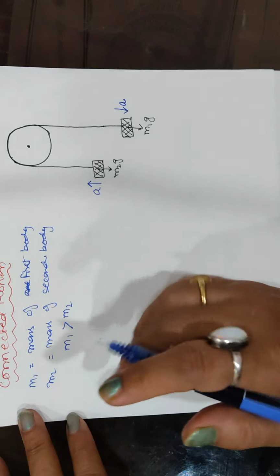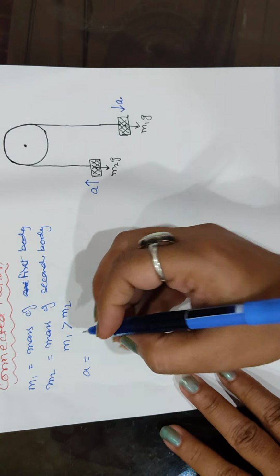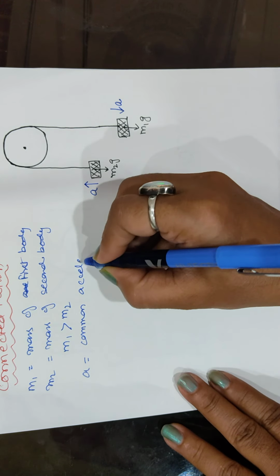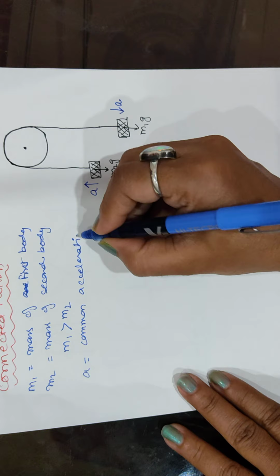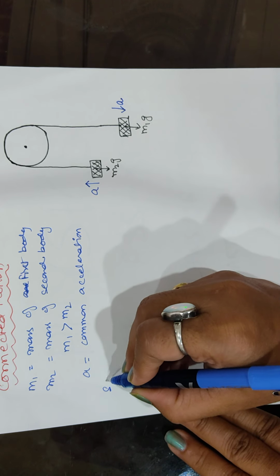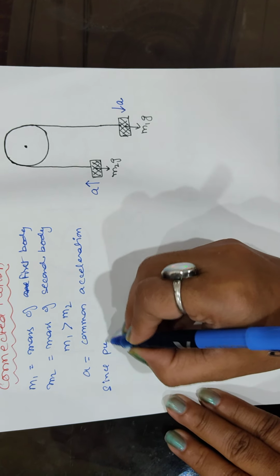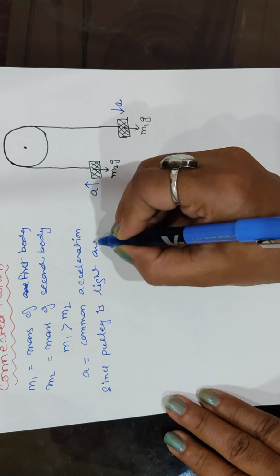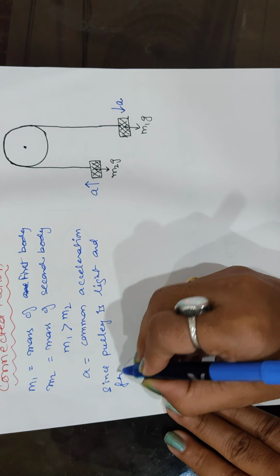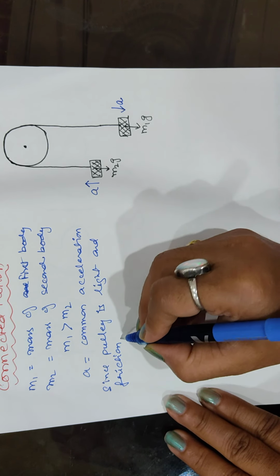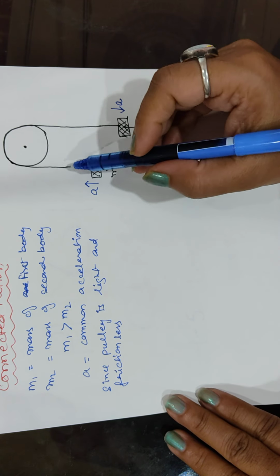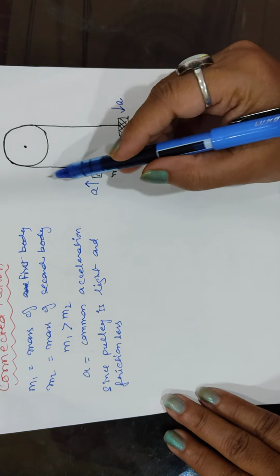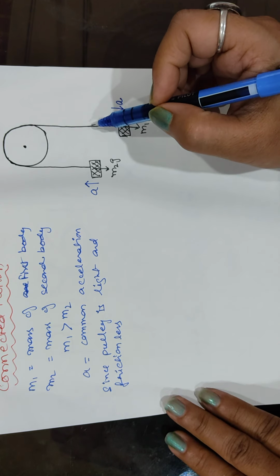Now a is equal to the common acceleration, since the pulley is light and frictionless. So the pulley is light and frictionless, that's why we are not considering the forces of friction, we are neglecting the forces of friction as well as the weight of the pulley.